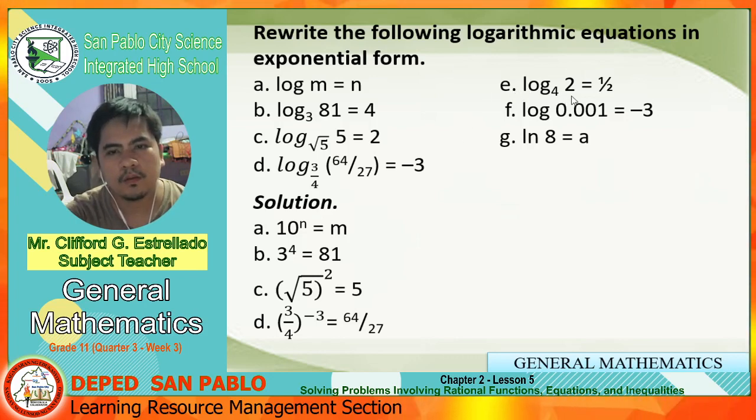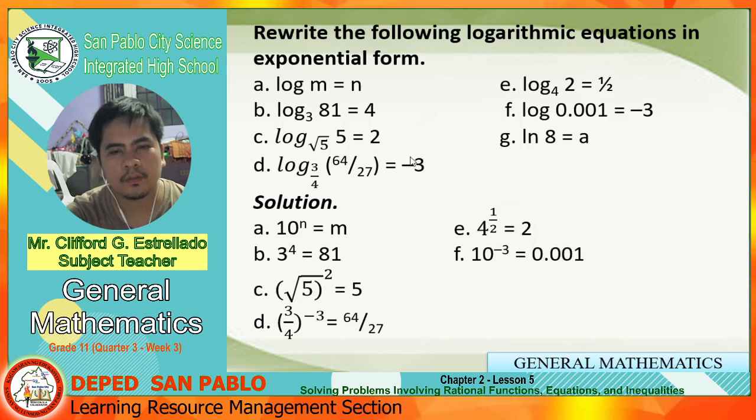Letter E, logarithm of 2 with the base of 4 is equal to 1/2. So, we have 4 raised to 1/2 is equal to 2. Letter F, logarithm of 0.001 is equal to negative 3. So it is equal to the base of 10 raised to negative 3 is equal to 0.001. Letter G, ln of 8 is equal to A. So we have ln of 8, meaning base e. So we have e raised to A is equal to 8.